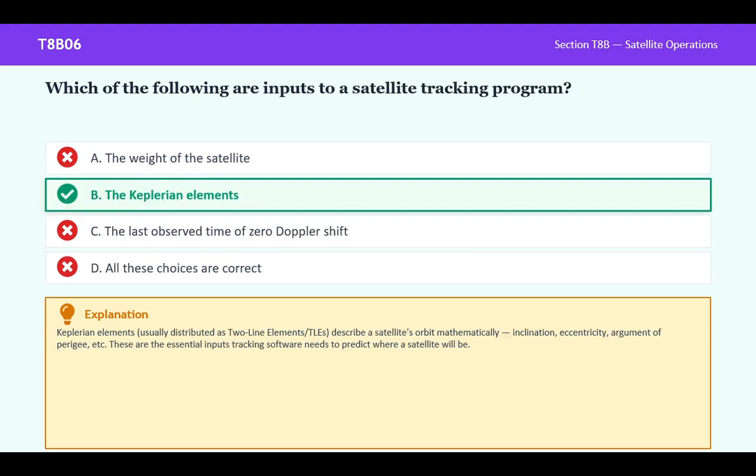Which of the following are inputs to a satellite tracking program? B. The Keplerian elements. Keplerian elements, usually distributed as two-line elements or TLEs, describe a satellite's orbit mathematically: inclination, eccentricity, argument of perigee, etc. These are the essential inputs tracking software needs to predict where a satellite will be.